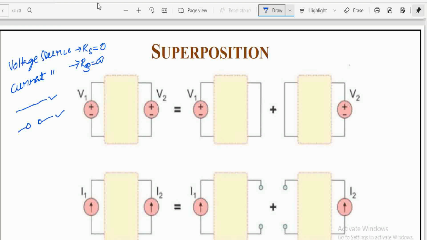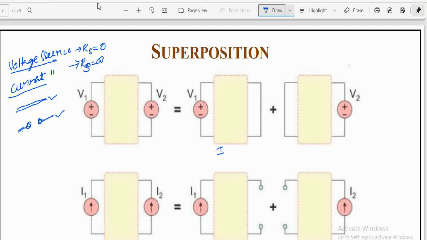It means that if you want to replace a voltage source, we have to replace it with a short line, and if you want to replace a current source, we have to replace it with an open line. Let us consider you have two voltage sources. According to the superposition theorem, we have to consider only one source at a time. So in the first case, we are considering V1. Then we make V2 a short circuit, that is, replaced with its internal resistance.